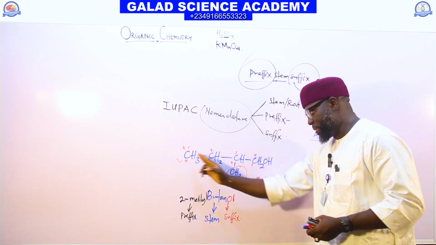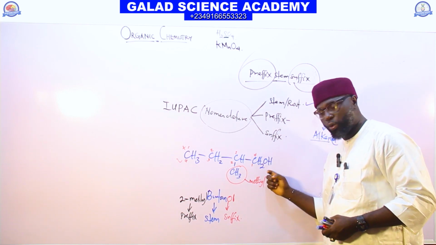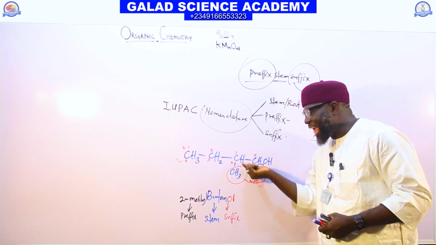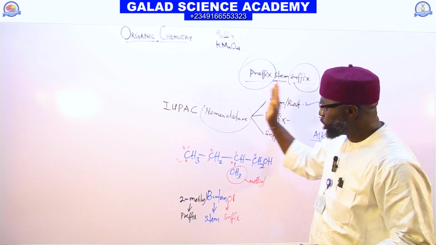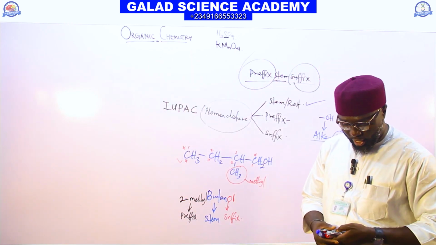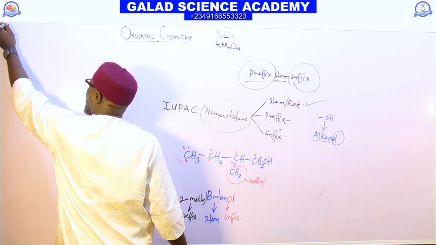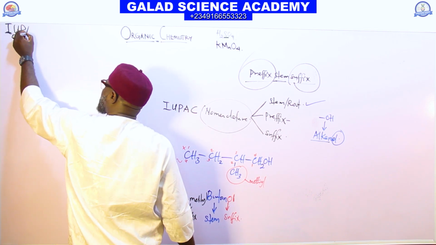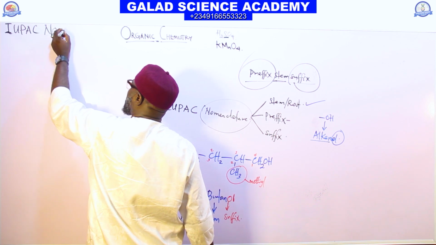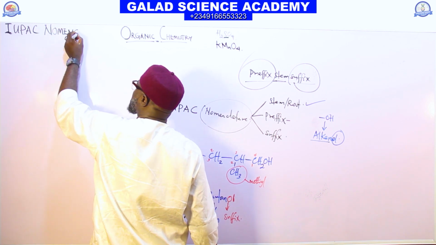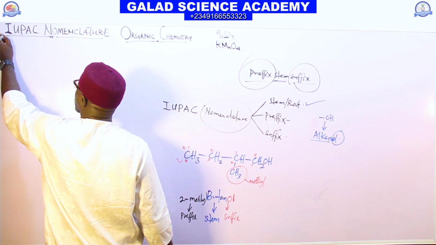So the stem is the main carbon chain. The suffix is the functional group. The prefix is the attached group, which is known as the substituent group. So this is just an introduction to the IUPAC nomenclature. Yeah, let's start. Now, IUPAC nomenclature of organic compounds.